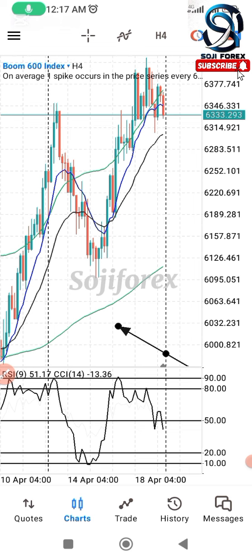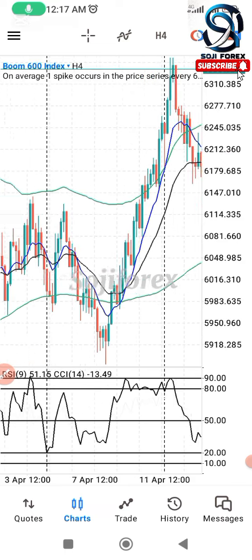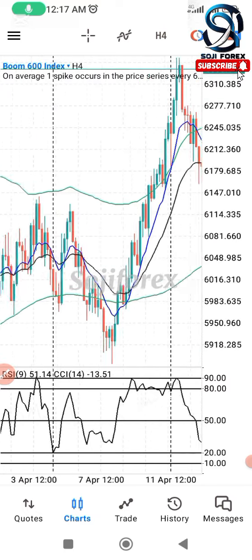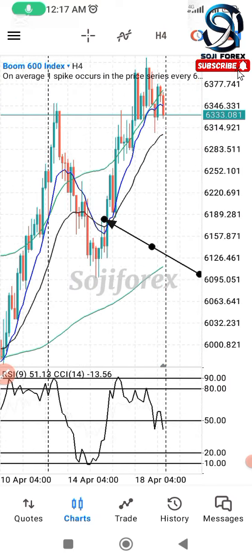Now, how do we make our entry? Having established and having determined the trend, looking at this price scenario, price has been above the middle Bollinger Band for some time now, which obviously indicates that we are in an uptrend. Once you have established the trend, all you need to do is identify your range.